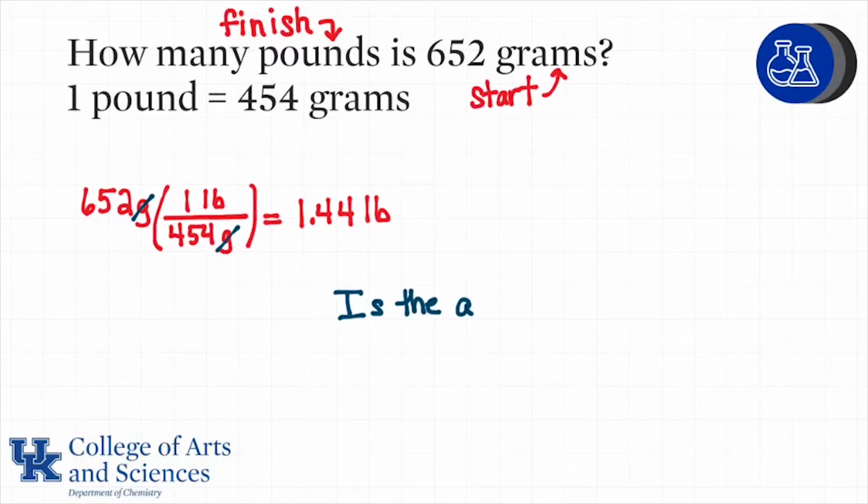As always, we ask, is the answer reasonable? So we have about 1.5 pounds, and we look at our value. 1 pound is 454 grams, and we see that 652 grams is roughly 1.5 pounds. Therefore, our answer is reasonable.